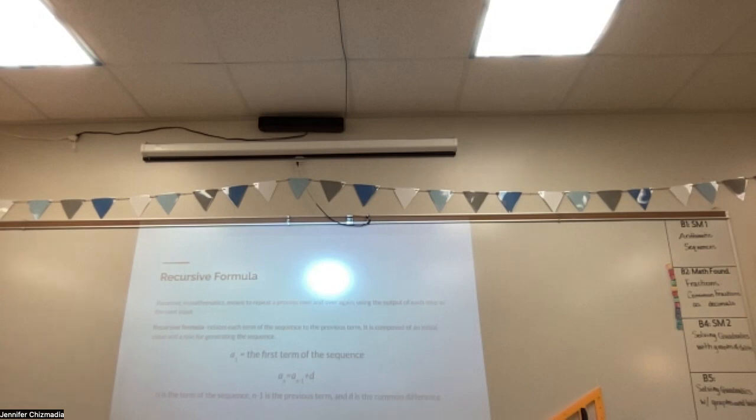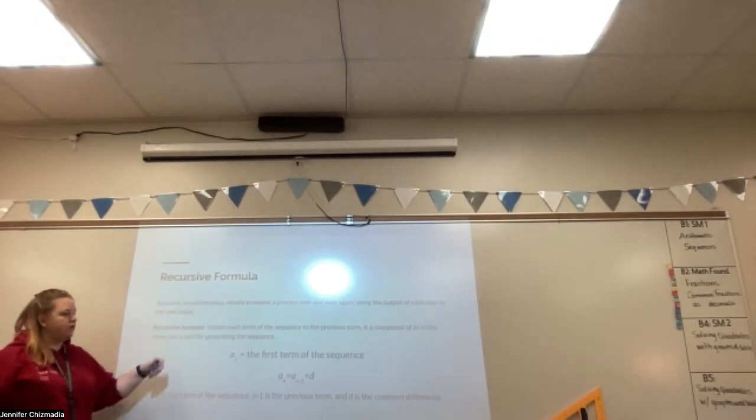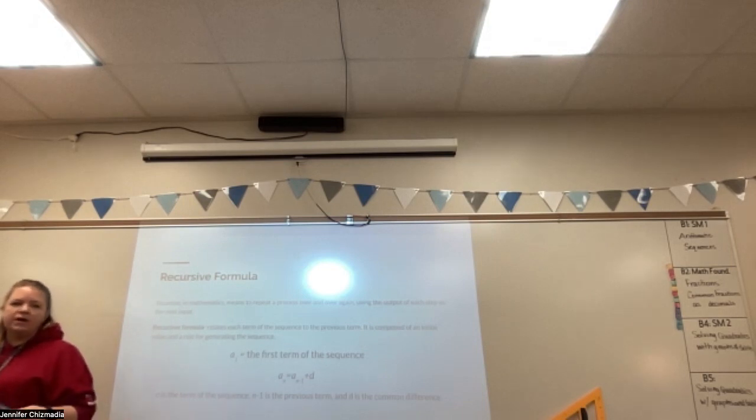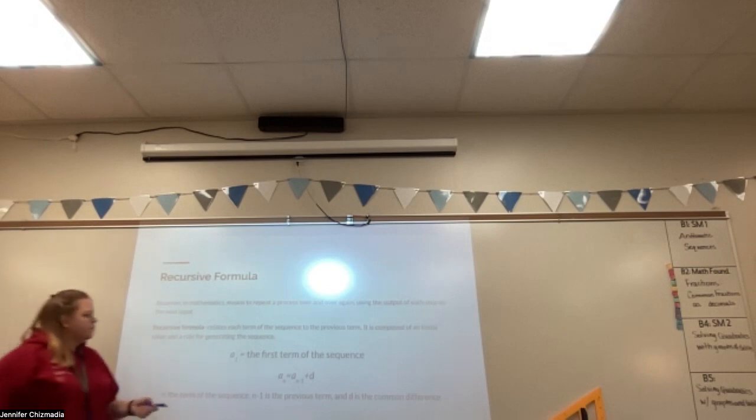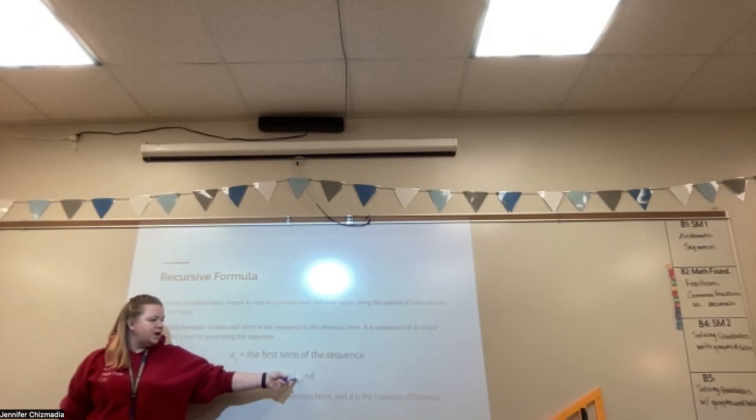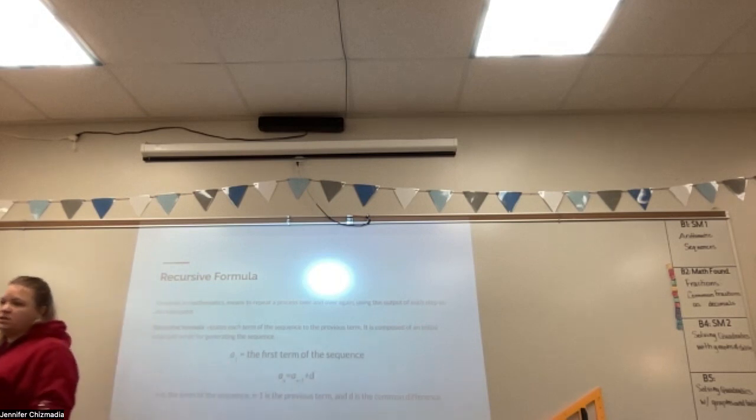It's composed of the initial value and a rule for generating the sequence. A sub 1 is always the first term of the sequence, so for the one that we've been doing, A sub 1 is 4. So you would write it as A sub n equals A sub n minus 1 plus D, where D is your common difference.